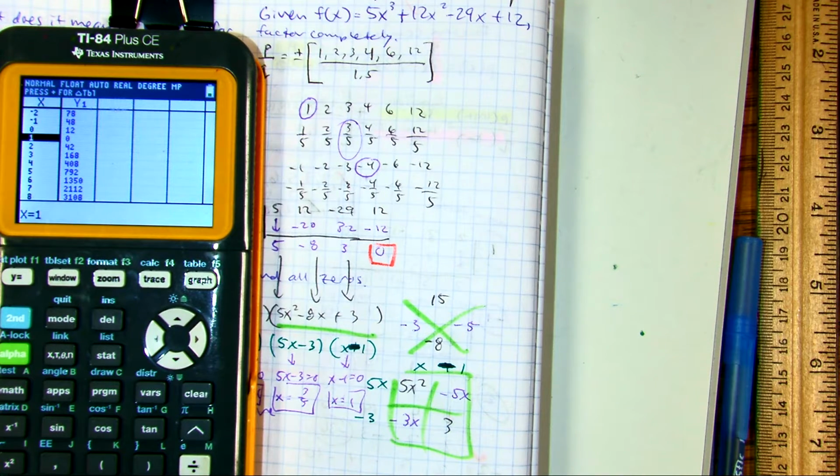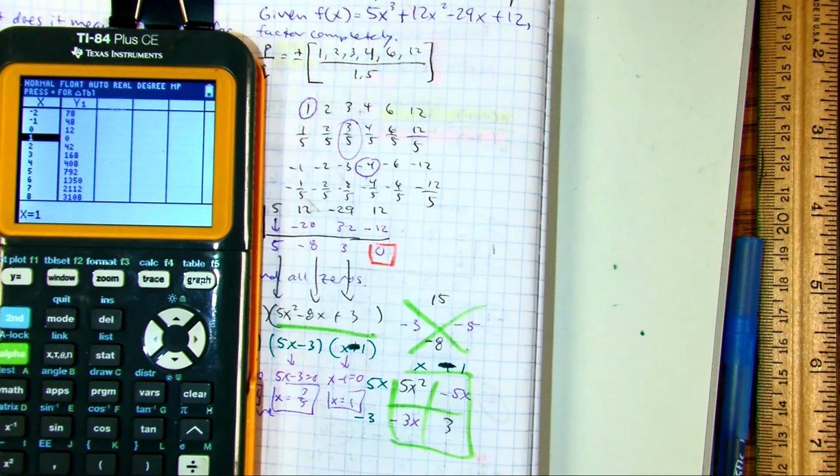Mr. Ring, are you saying that we don't have to test all these numbers? You can use this and this. Good job, Yahweh.